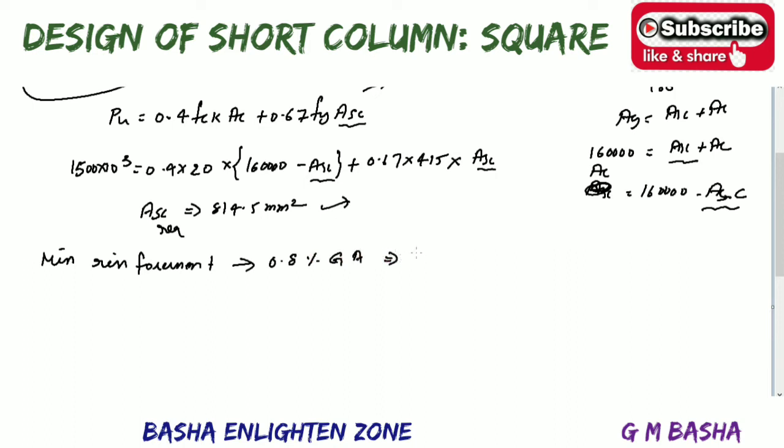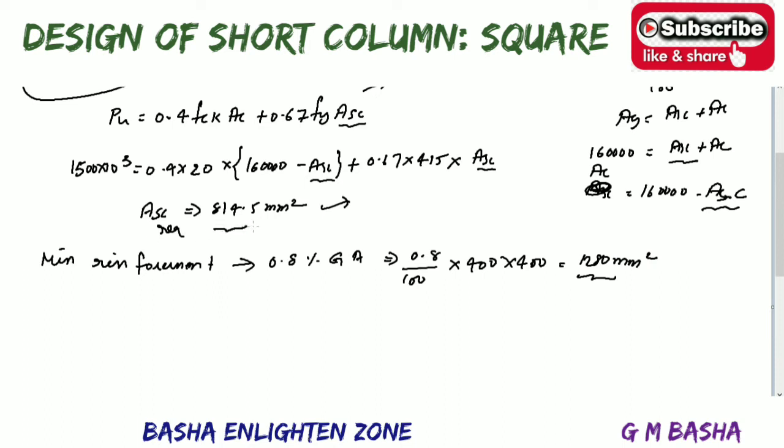If you simplify that, how much will you get? That will be equal to 0.8 divided by 100, which is 0.008 into 400 by 400, that is 1280 mm square. So the minimum required area here will be 1280. Okay, and the area of the steel will be 814 mm square.